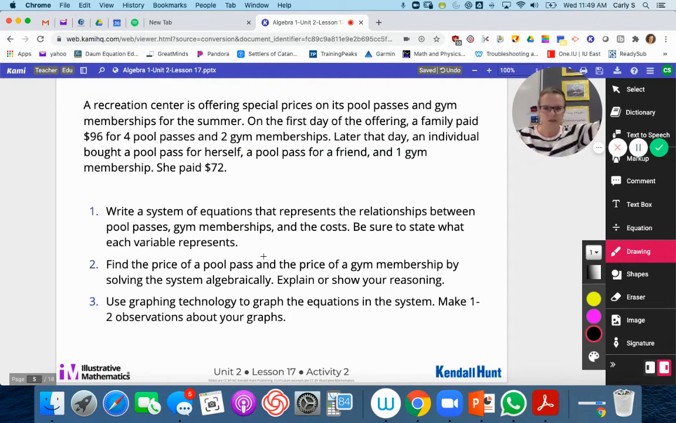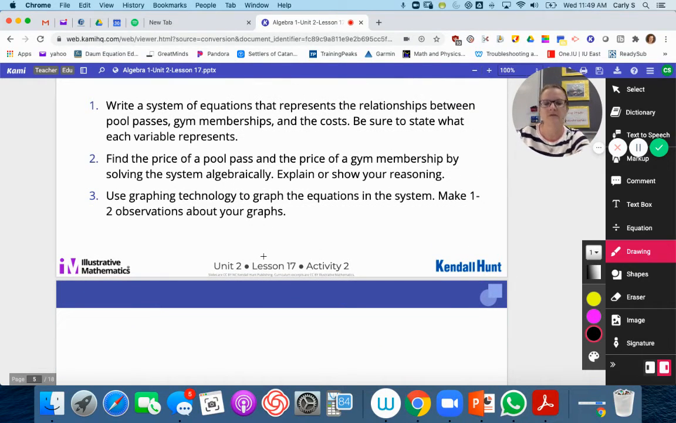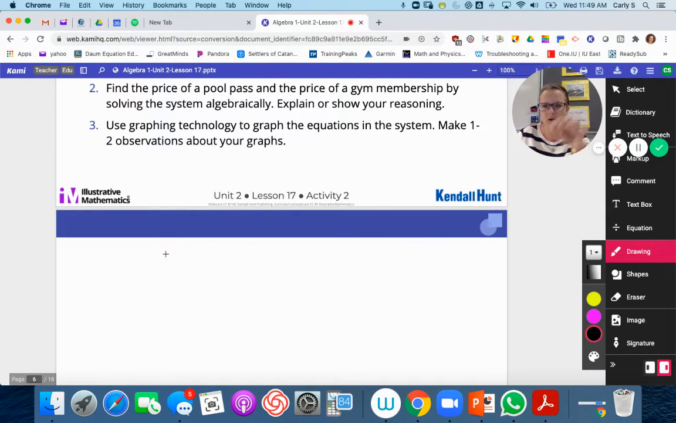All right, so we have just read all this. Now it says write a system of equations that represents the relationships between the pool passes, gym memberships, and the costs. Okay, so I need a new slide, which I gave myself here too, because I need more space. But I've got all this written down here, just like you have all this written down on yours.